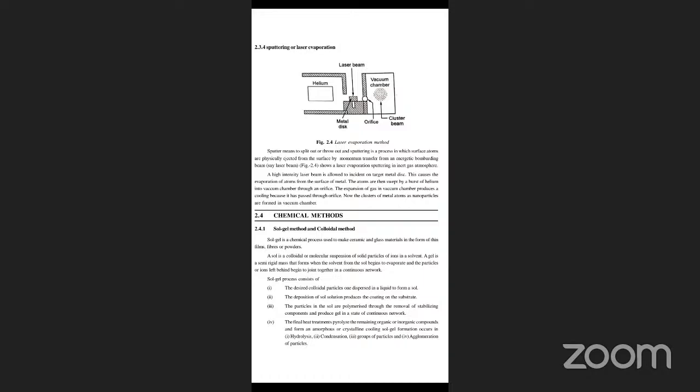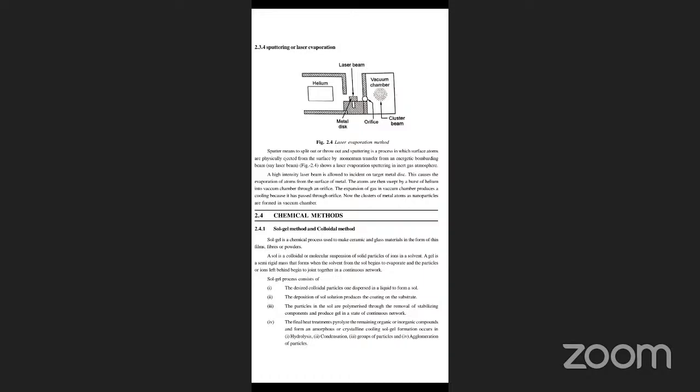A high intensity laser beam is allowed to be incident on a target metal disk. This causes the evaporation of atoms from the surface of the metal. The atoms are then swept by a burst of helium into the vacuum chamber through an orifice. The expansion of gas in the vacuum chamber produces a cooling because it has passed through the orifice. Now the clusters of metal atoms as nanoparticles are formed in the vacuum chamber.